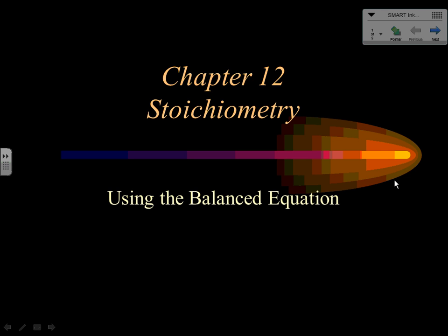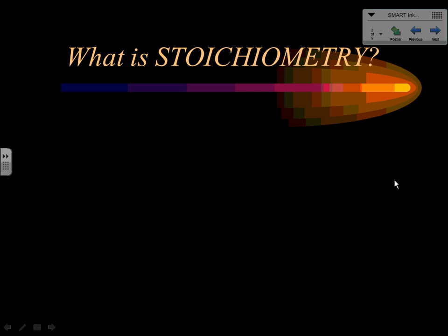The second set of notes is going to get into multi-step stoichiometry, where we look at more complex stoichiometry situations, but it's still stoichiometry because we're still using the balanced equation. And then the third set of notes deals with limiting reactant stoichiometry, because that's really an application of stoichiometry. So the first one we're going to look at is using the balanced equation in a simple way.